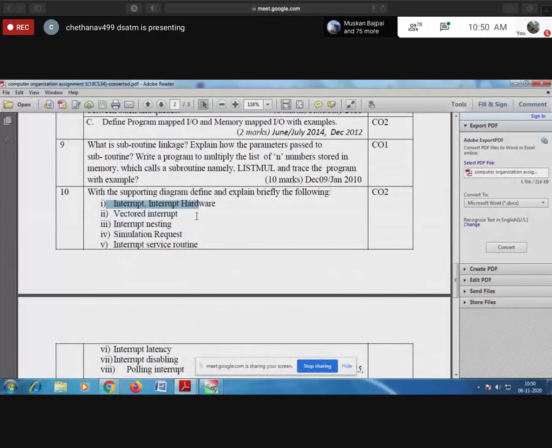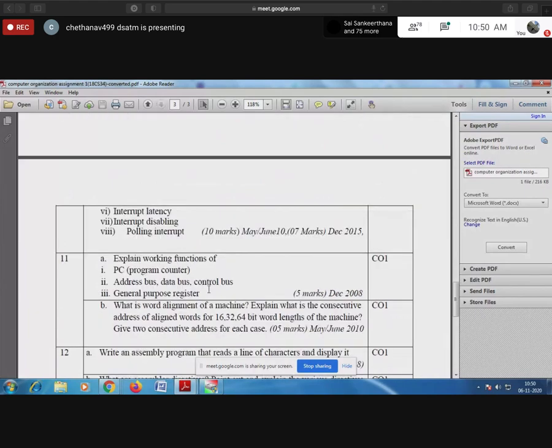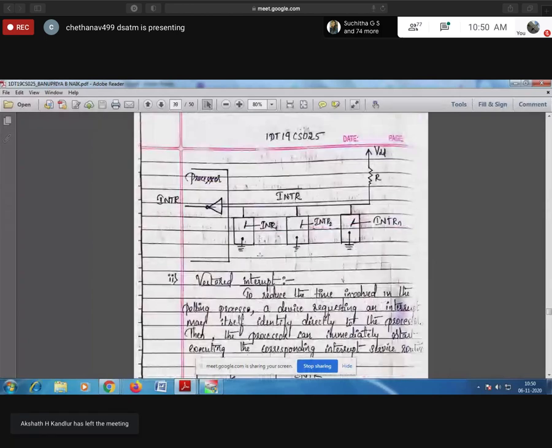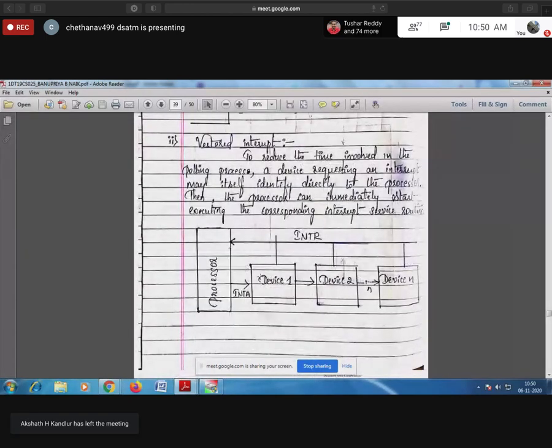You have to explain what the hardware vector is. Vectored interrupt is very simple. You have to include vectored interrupt, nesting, simultaneous requests, interrupt service routine, latency, disabling, and polling in the explanation. This is hardware. Usually vectored means the devices are kept in some order. So when device one interrupts, device two interrupts, device three interrupts. It is opposite to polling. Polling means what? Polling is nothing but what?